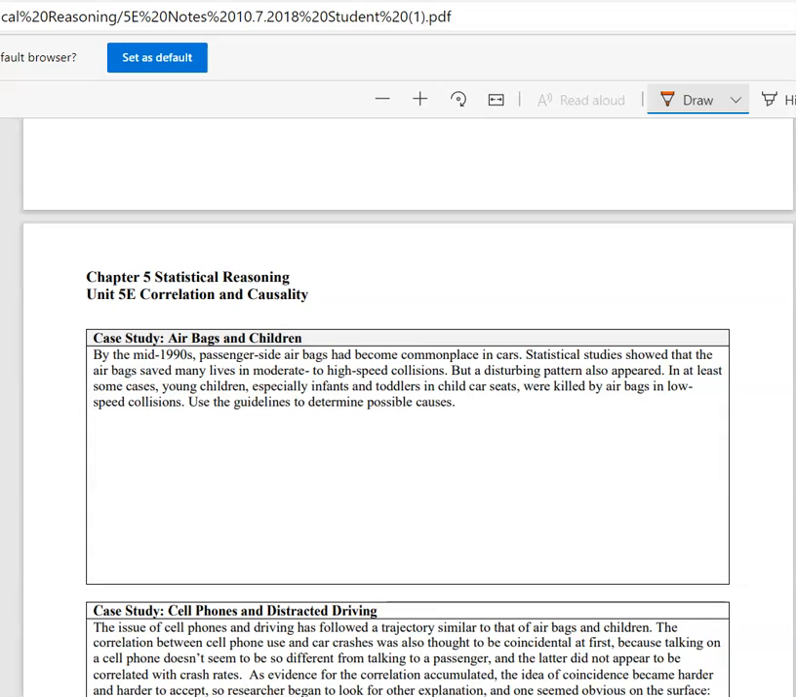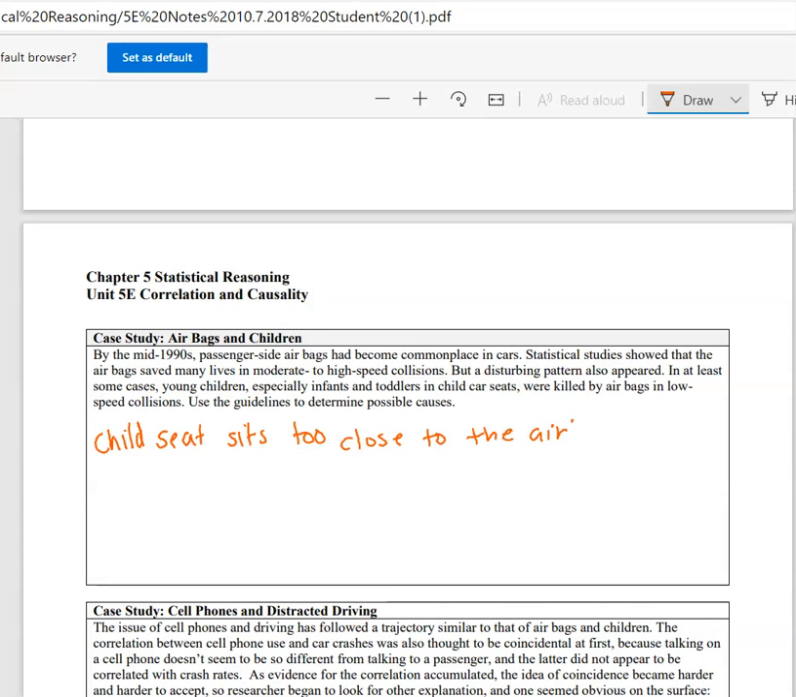So what they found is we have this underlying cause. The child seat sits too close to the airbag. We have this underlying cause, which is causing them to have more deaths. So they did further testing to reveal that.